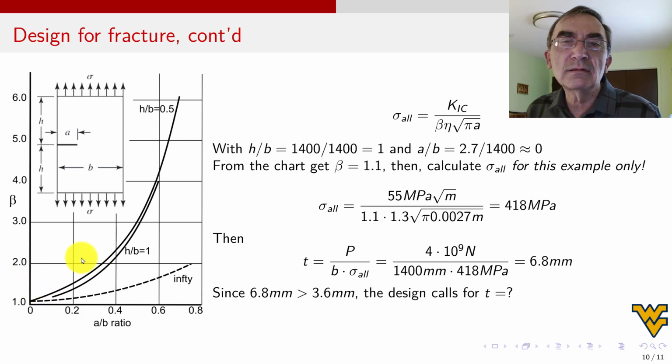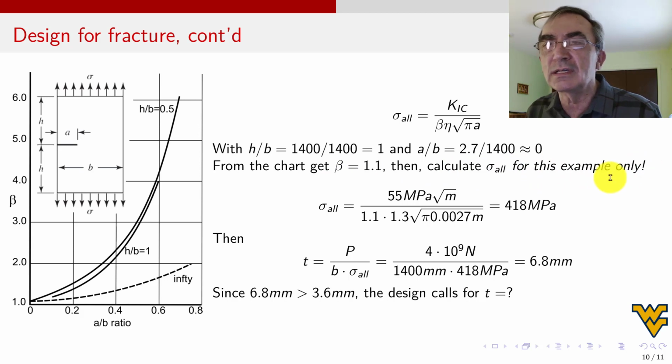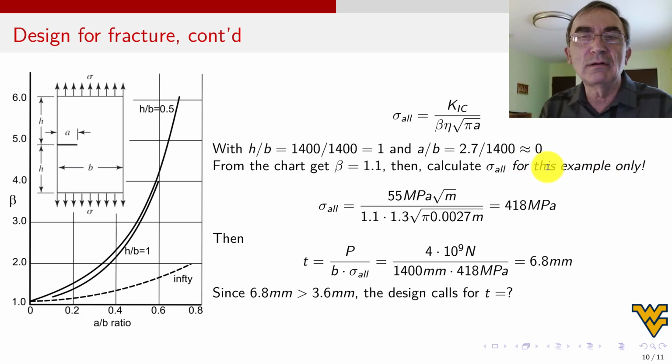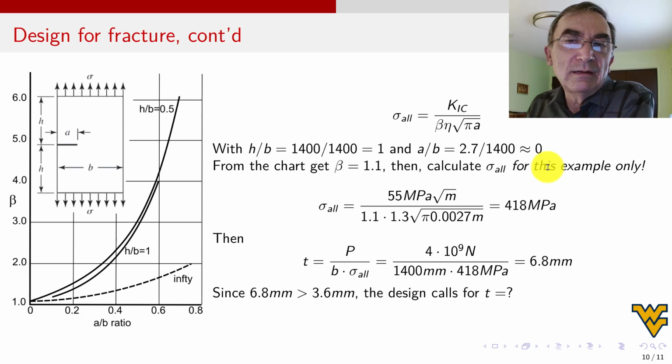And okay, from the chart, you see the chart starts not at 1, it starts a little bit above, so I put 1.1. And once we have the beta, we can calculate sigma allowable. Again, I put this for this example only. For every example, every variation, you have to calculate the sigma allowable again, okay?